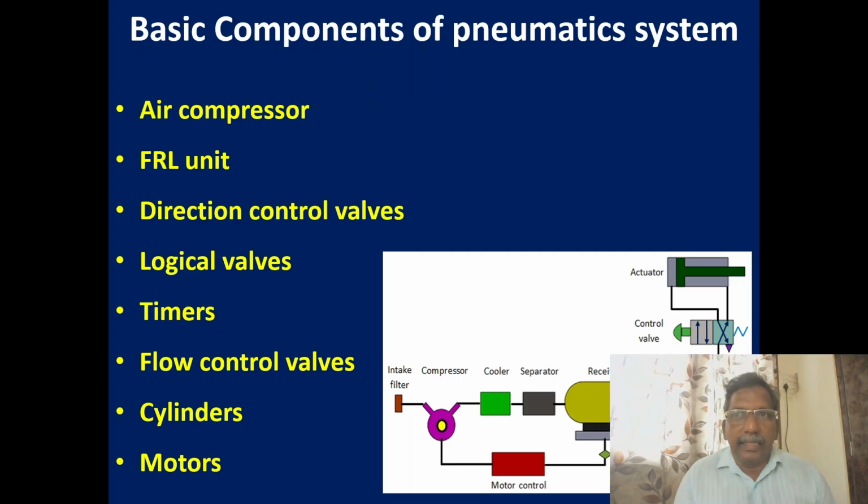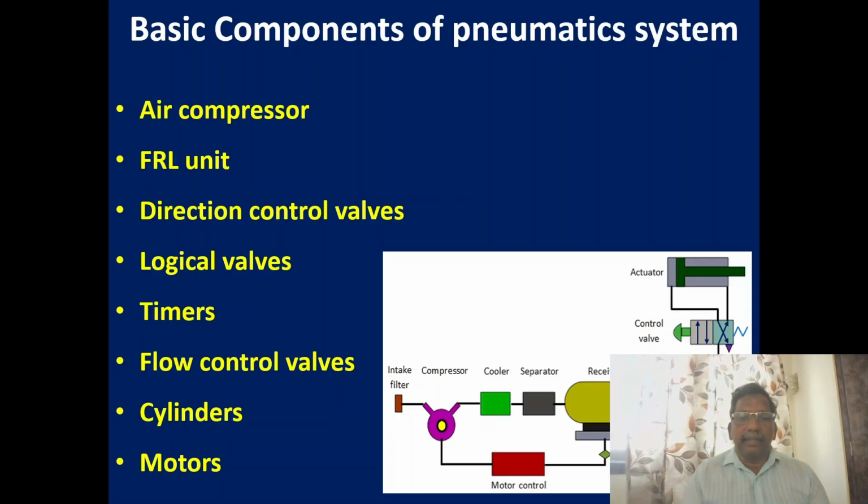As mentioned in the last video, we have a number of basic components in the pneumatic system. Some of them are listed here: air compressor, FRL unit, that means filter, regulator and lubricator. Then we have valves, timers, counters, flow control valves, directional valves, then cylinders and motors.